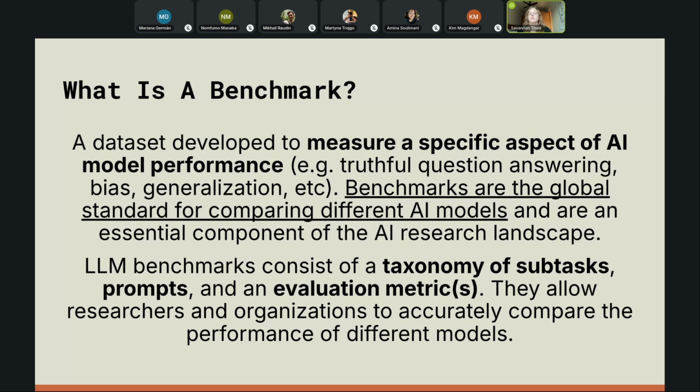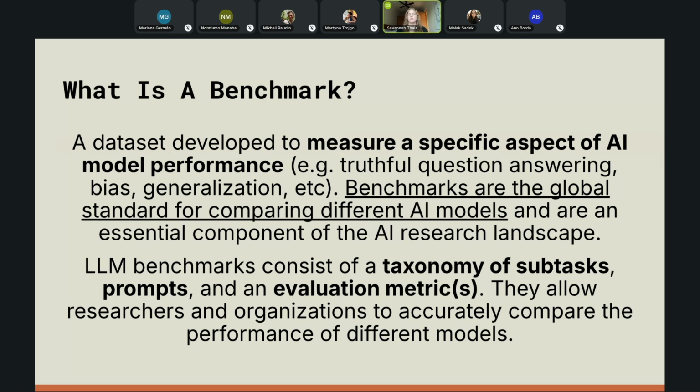Okay, so first, what is a benchmark? Why are we building a benchmark? A benchmark is the gold standard in AI research for evaluating AI systems, and particularly measuring a specific aspect of AI model performance.